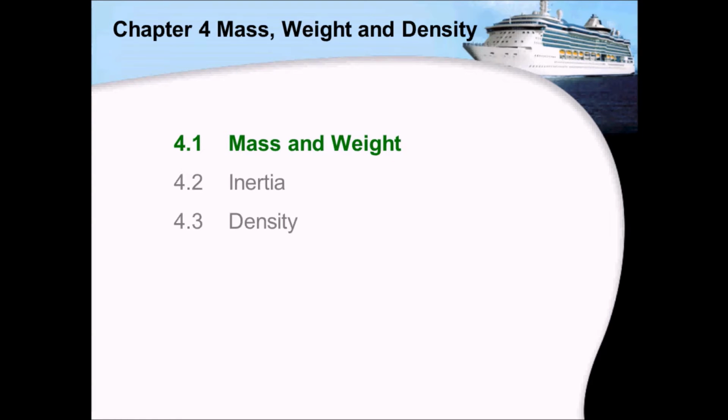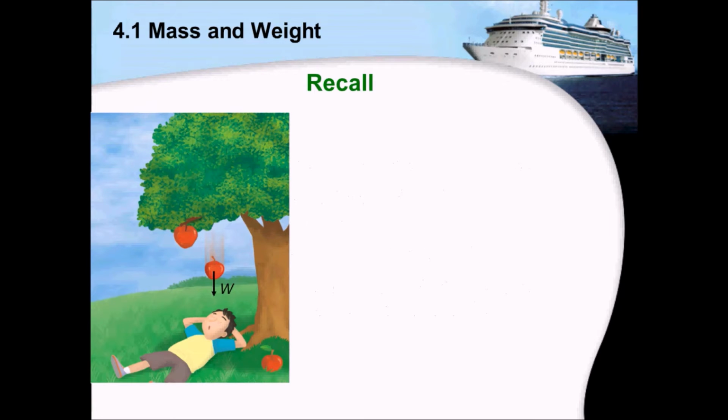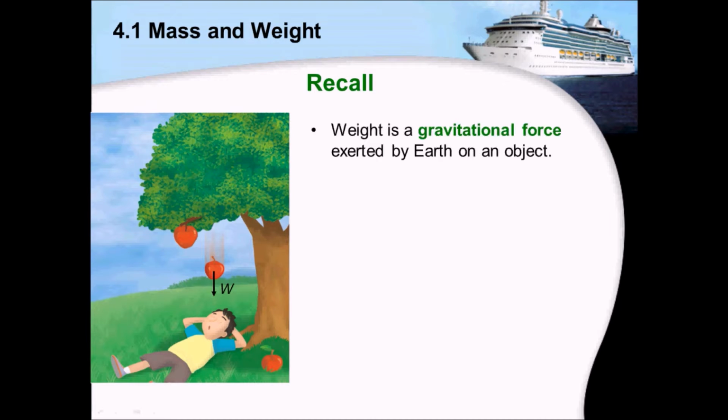First of all, we will talk about mass and weight, followed by inertia, and lastly, density. For mass and weight, we are going to learn what the definition of mass is, what a gravitational field is, what gravitational field strength is, and we're going to differentiate between mass and weight. And lastly, we're going to recall and apply the formula weight equals mass times gravitational field strength to solve problems. So let's recall what is weight.